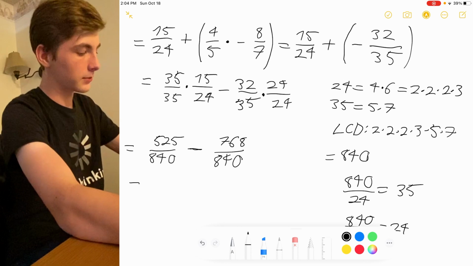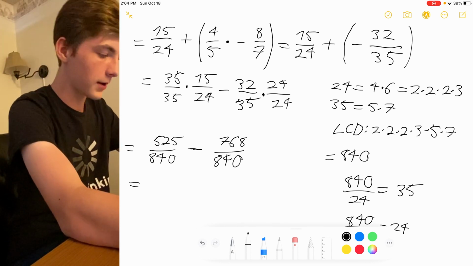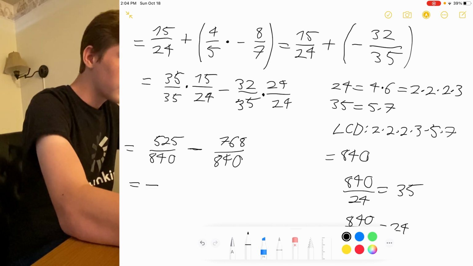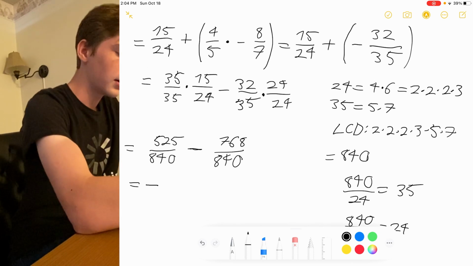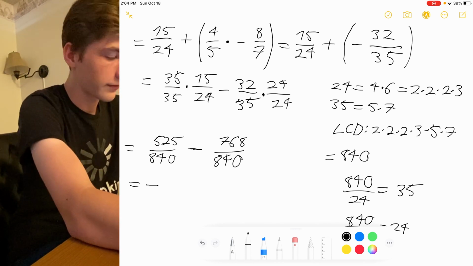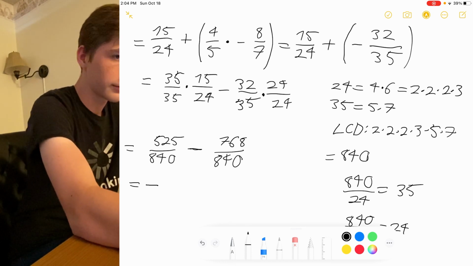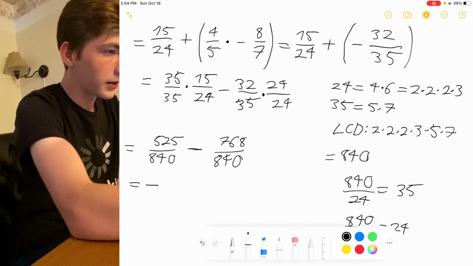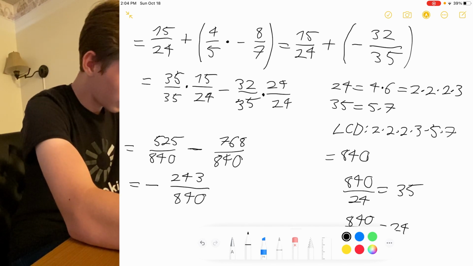Ooh, so this is actually interesting because we're taking a smaller number, subtracting a larger number, that's going to become negative, right? So this is going to be negative. And then the nice easy way to get the difference between two big numbers like that is if we just subtract 768 minus 525. That'll give us the difference, and then we just know, okay, it was the other way around, so it's going to be negative. That's just one way to think about it. So it's going to be negative 243 divided by 840.